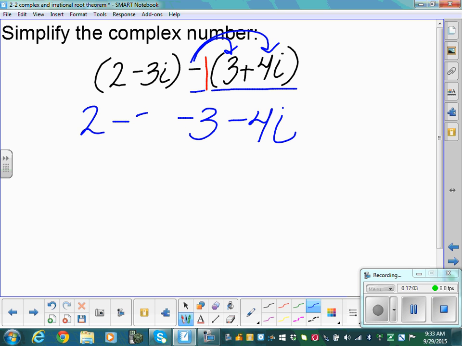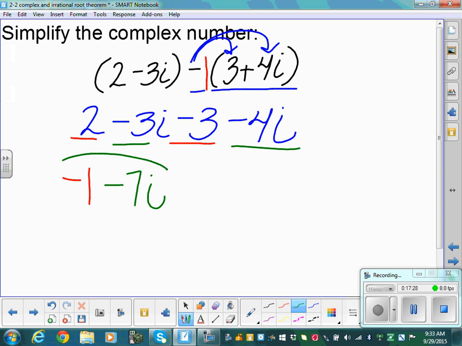So we have 2 minus 3i's. Questions on how I did that? Do you see how if you times that negative 1 through, it's going to help you not make those little errors? Okay, awesome. Let's combine our real parts. Let's combine our imaginary parts. 2 minus 3 is negative 1. And then negative 3i's minus 4i's is negative 7i's. And that's in the form of a plus bi. So we're done.